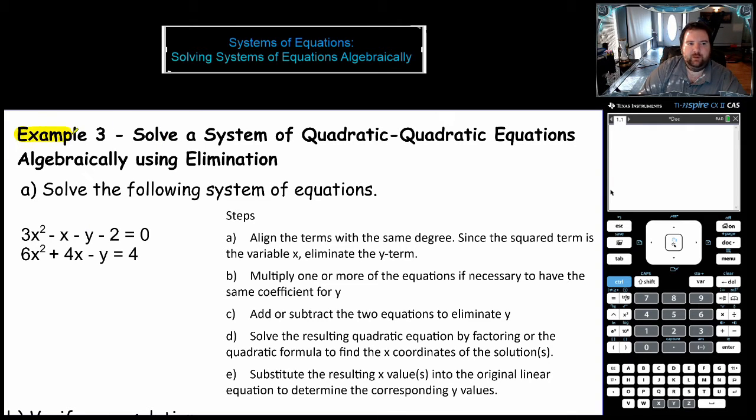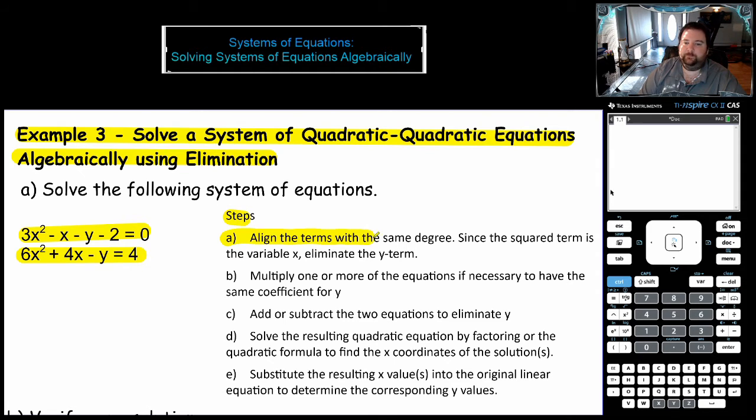So for example 3, we're going to be solving a quadratic-quadratic equation using elimination. So this is going to look a little bit different now. Both of the equations are going to be quadratic. So this is a quadratic, we see that with the x squared, and this is a quadratic, we see that with the x squared. Let's go ahead and take a look at the steps for doing this.